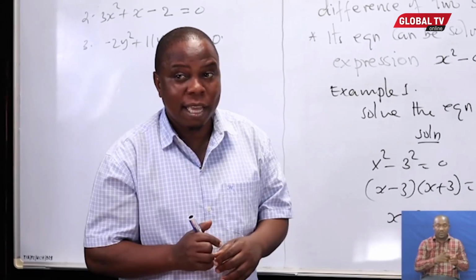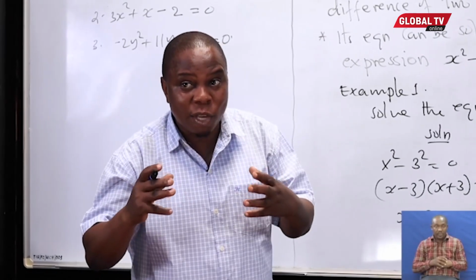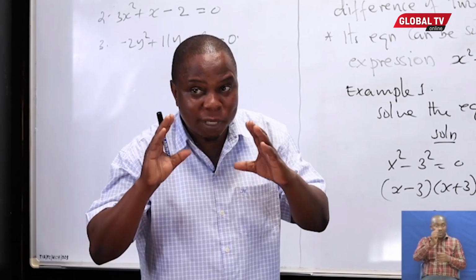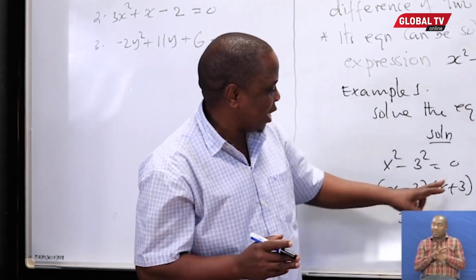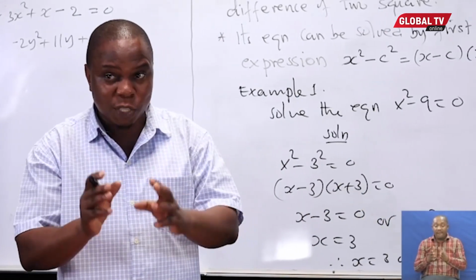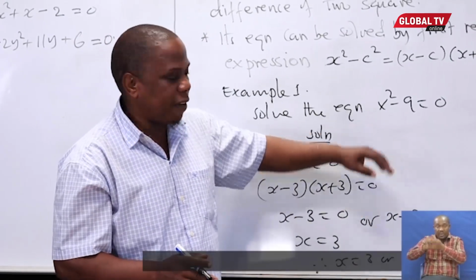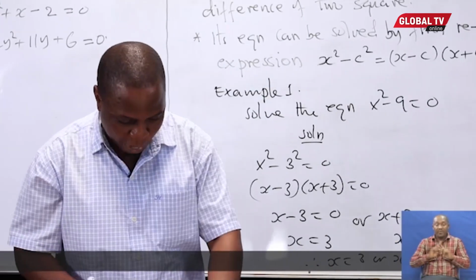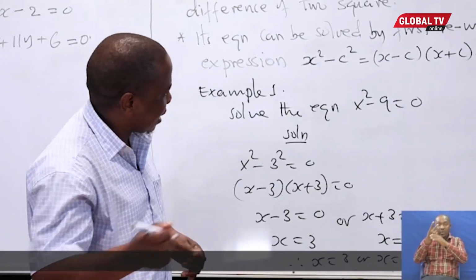That will be your activity. In most cases, you won't be given it directly like this one here. You'll be given it in a form that you have to work out so that you can write it in the form of a difference of two squares. We can see one more example.